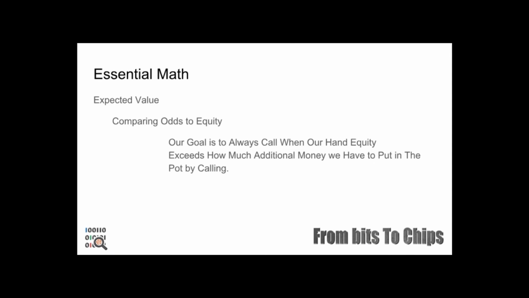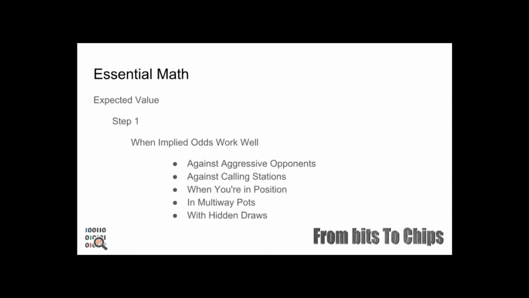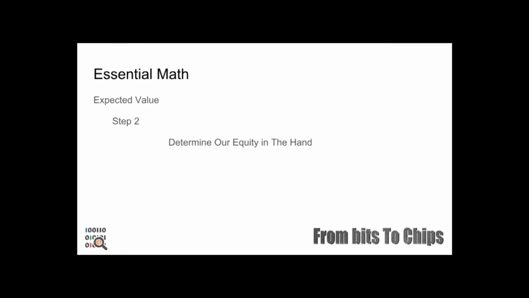Here's a quick recap for good implied odds. Against aggressive opponents, against calling stations, when you're in position, in multi-way pots, or with hidden draws. Step 2. Once we have determined our pot and implied odds, next we need to determine our hand equity based upon our draws using the rule of 2 and 4.